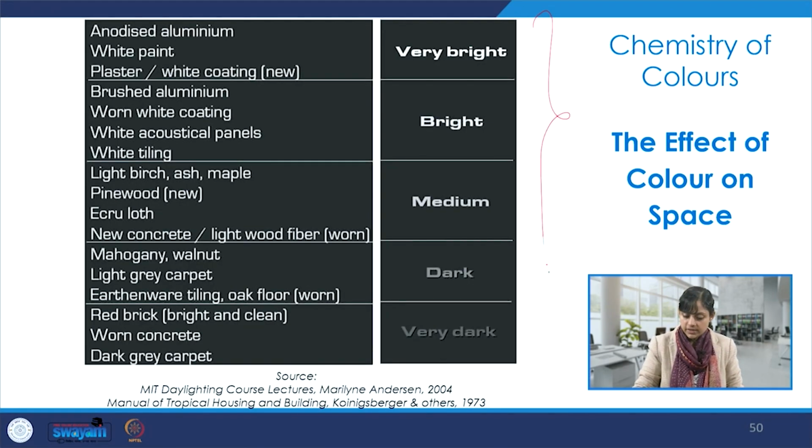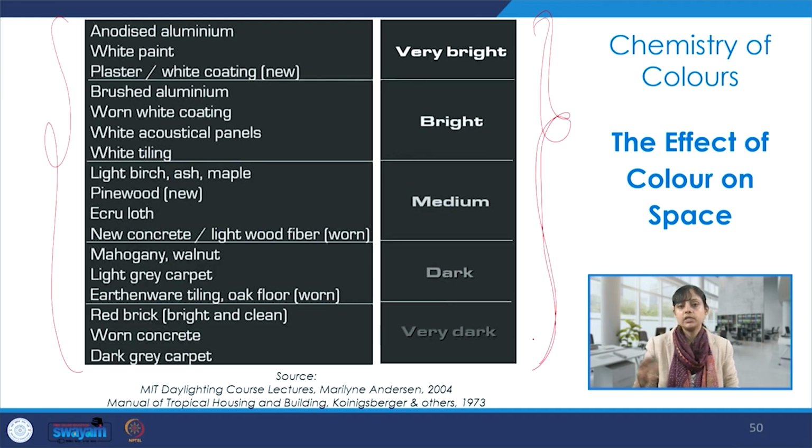Now, this is also a very interesting table, and it helps us understand certain materials and the certain color palettes associated with them, and trying to classify them from very bright to very dark. So, this kind of gradation and an understanding through this tabular format. So, anodized aluminium, white paint, plaster or white coating. These could be seen as very bright. Then there is brushed aluminium, and there are white acoustical panels, there are white tiles. They can be seen as bright in terms of these categories.